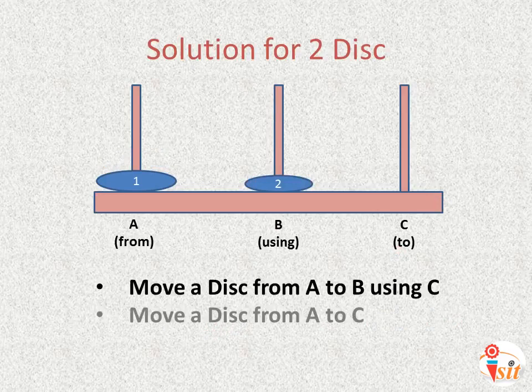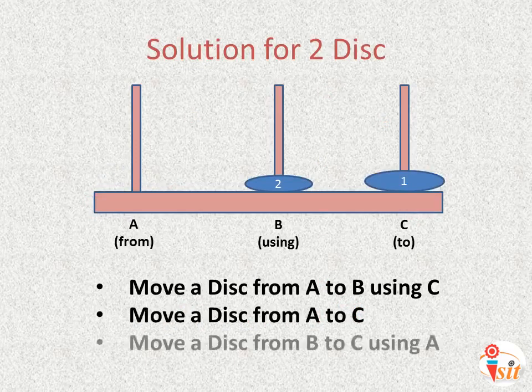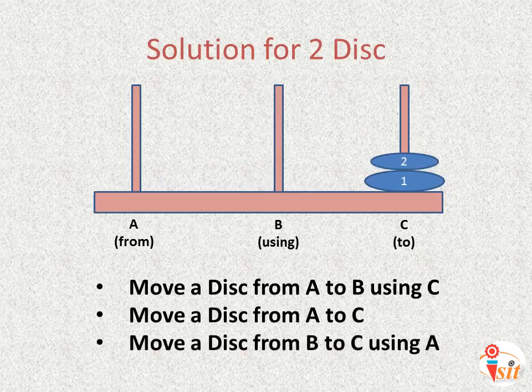Now the second move is move a disk from A to C. As it is the destination tower, directly move a disk from A to C, and this is done. Now the third step is move a disk from B to C using A. Here I am not starting from the source tower, I am starting from B, so I am again using the term using here. So B to C using A. This is how the statements are framed. And finally this is moved.